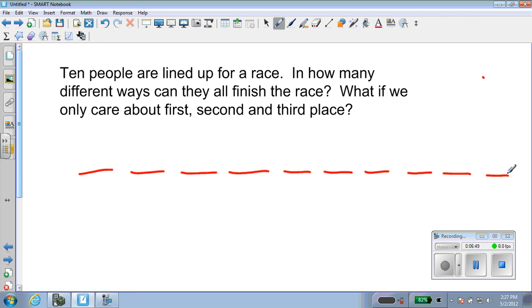How many ways can they all finish the race? Well, once the gun starts and the people start running, any one of them could cross the finish line first. But then once they've crossed the finish line, there are only 9 people left who could come in second, 8 people left who could come in third, 7, 6, 5, 4, 3, 2, and the position nobody wants to be in, the one person who's definitely going to be last.